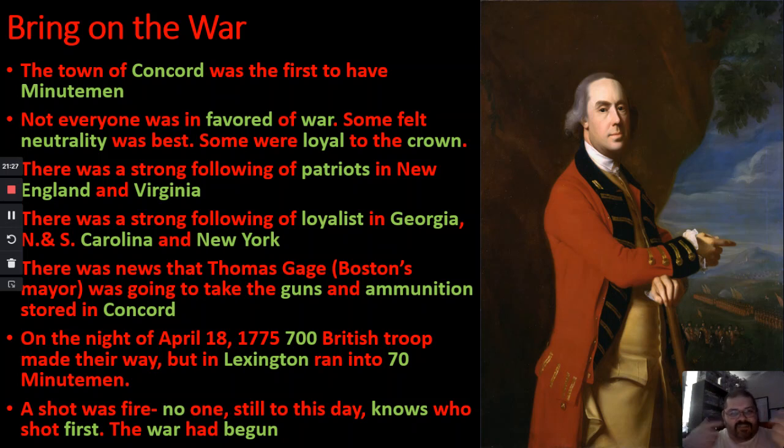So both sides are just there, looking, aiming, and then all of a sudden, bam! A shot is fired. Who shoots? No one knows. Still to this day, we have no idea who shot first. But what we do know is that once that first shot was fired, both sides exchanged gunfire, and the war technically has begun.